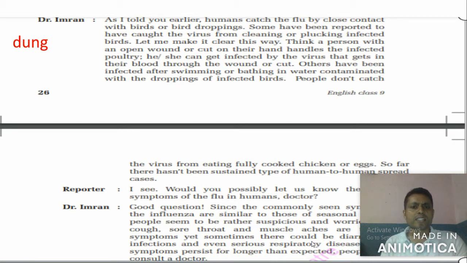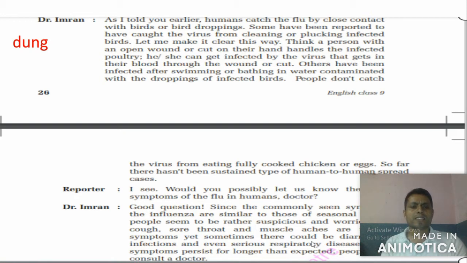People don't catch the virus from eating fully cooked chicken or eggs. So if people eat fully cooked chicken or eggs, at that time there is no risk of the disease being transmitted from animal to human being. So you have to eat well cooked food, well cooked chicken or eggs, so that the disease cannot be transmitted from animal to human being.